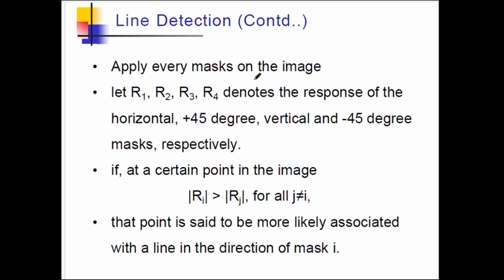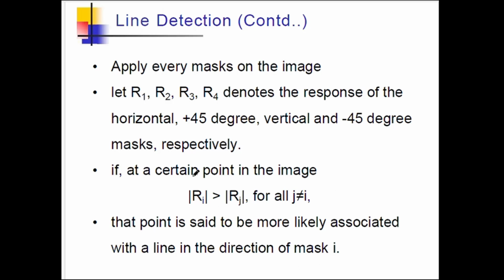You have to apply every mask on the image. Let R1, R2, R3, R4 denote the responses of the horizontal, plus 45 degree, vertical and minus 45 degree mask respectively. If at a certain point on the image, Ri is greater than Rj for all j not equal to i, that point is said to be more likely associated with a line in the direction of mask i.